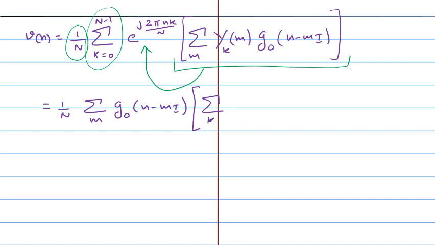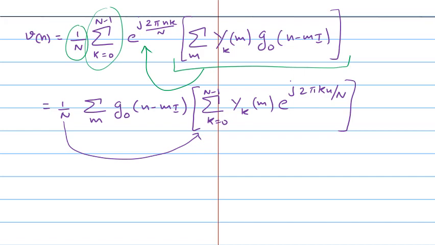Summation ykm exponential of j 2 pi kn by capital N. Okay, so the terms have been rearranged. Now I'll bring this 1 by N over here. I can remove it from here and keep it in this bracket. This is a scalar.